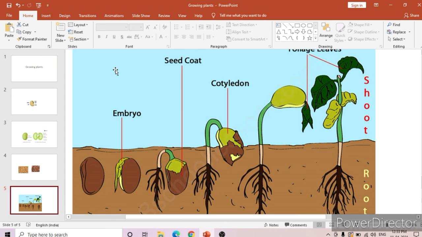From the radicle, the root system grows. In the first step, the root system develops from the radicle. To develop the root system, the seed needs water and also warmness. Both it takes from the environment and it starts growing.